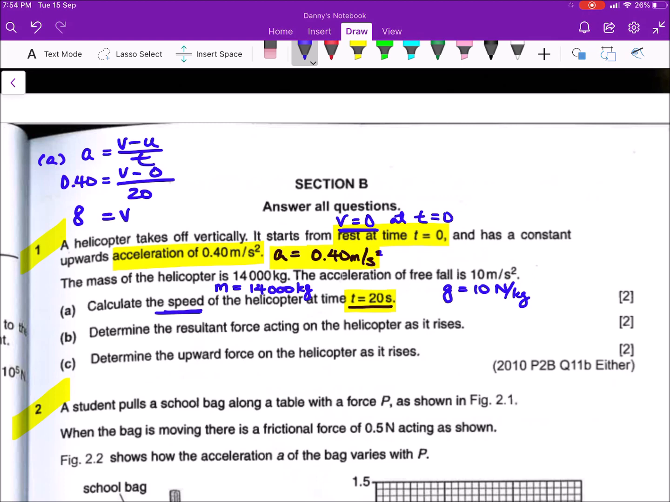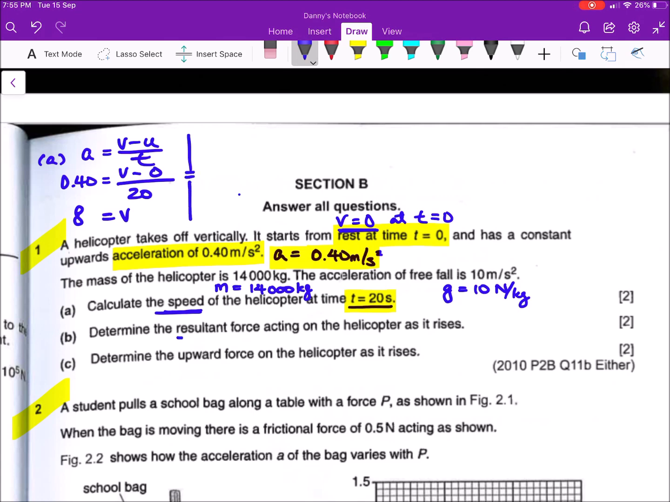If you do not like equations like that, you can also present it like this: a equals to 0.4 meter per second square. You know that every 1 second your v will go up by 0.40 meter per second. So after 20 seconds, your v is 0.4 times 20, which is also 8. Both the ratio method and the formula method will work, but in our case, I suggest you use the formula method, which is quite straightforward.